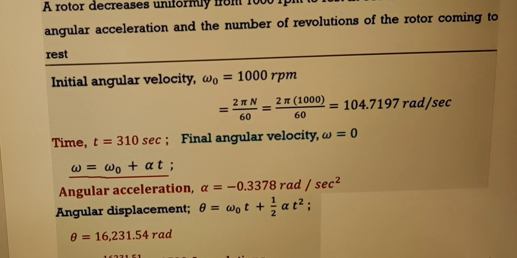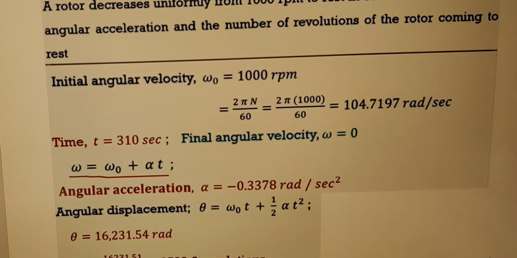Next, a rotor decelerates uniformly from 1000 rpm to rest in 310 seconds. Determine the angular acceleration and the number of revolutions of the rotor before coming to rest. Here the initial angular velocity of 1000 rpm is multiplied by 2 pi by 60, that is 104.7198 radians per second. The time taken is 310 seconds. The final angular velocity, when the rotor comes to rest, is 0.